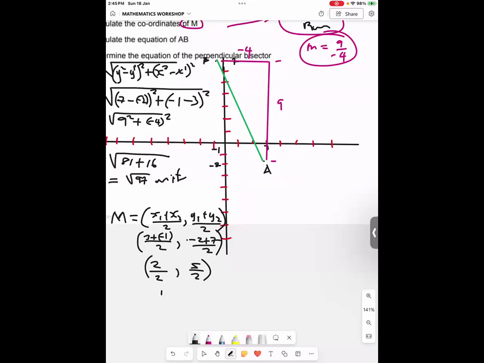Now 2 over 2 is 1, comma, and if you want to write 5 over 2 as 2.5, that's fine as well. I personally would just write it down as 5 over 2, all right? I am not a big fan of writing down decimals as my answer unless it's completely necessary. So once I see a fraction, I'm going to leave it alone. So you can write down 1, comma, 5 over 2, or 1, comma, 2.5. All right, so that is how you find the midpoint of the line.